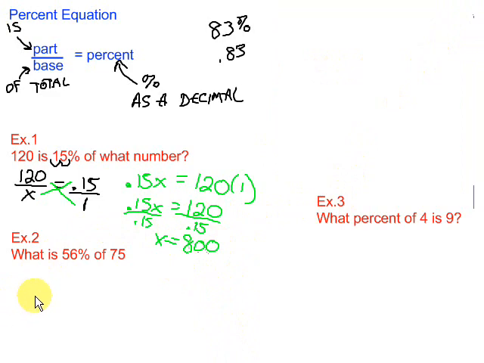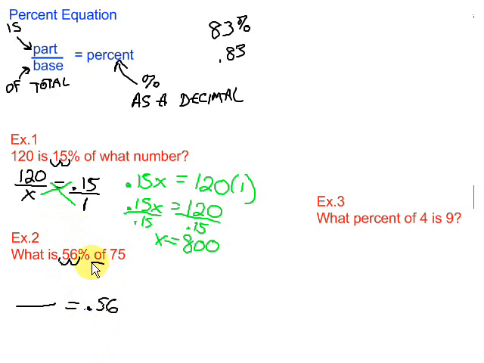Example number 2. What is 56% of 75? Okay, it's going to be in this general form, so we can write this right away. 56%. Okay, that's going to go in our percent spot right here. We need to write it as a decimal. So we're going to move the decimal 2 places to the left. 1, 2. So we have 0.56.